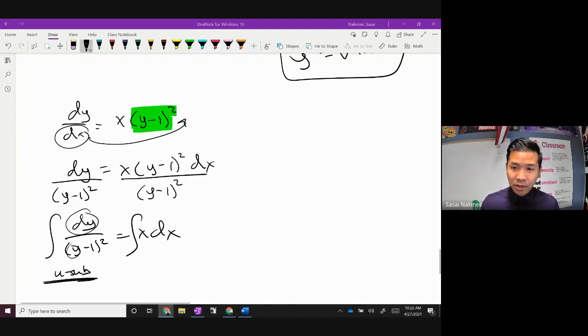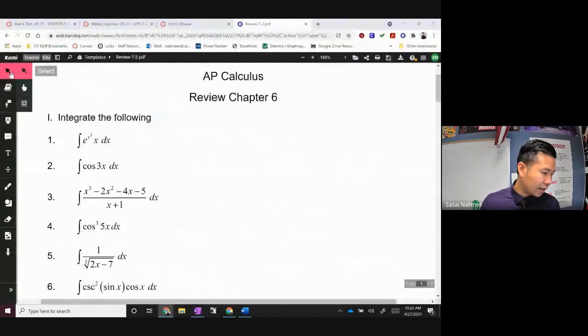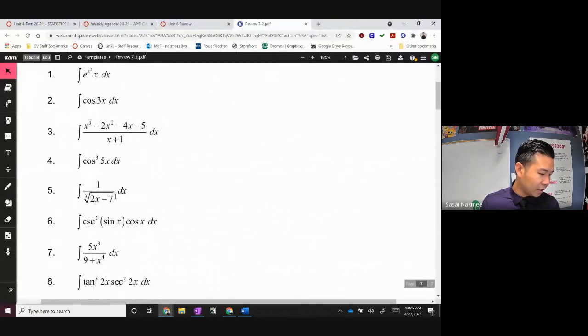The next ones up are single votes for 5 and 6. Let's take a look at those real quick. What do 5 and 6 look like? Number 5 is a fun problem, and so is number 6. 5 is a u substitution problem, I'm just going to tell you that right now. You let u equal 2x minus 7, rewrite this, and do that integral. 6, same thing. It's a u substitution problem.